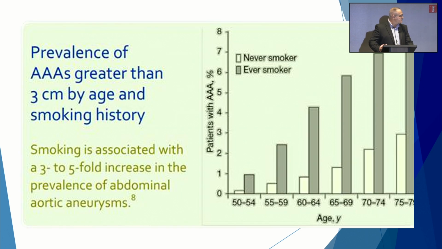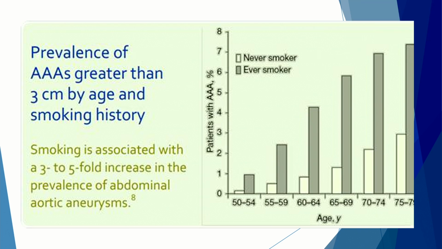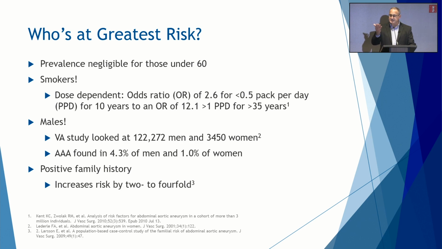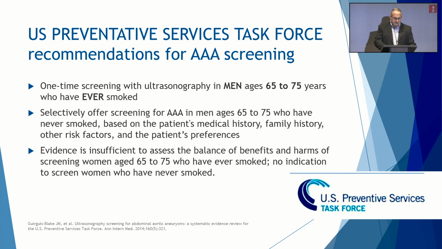The key problem is smoking. If you look in this graph, the gray lines are the patients who have smoked, ever smokers, as you get older. For never smokers, the risk is way lower, and smoking conveys about a 3 to 5 times risk over a lifetime. Again, who's at the greatest risk is smokers, and it's actually dose dependent. So if you smoke more, your risk actually goes up to about 12%. Male sex is also a significant risk factor, and then positive family history. So essentially, this means that screening of these high-risk individuals can save lives.